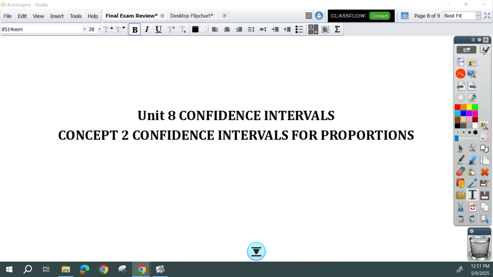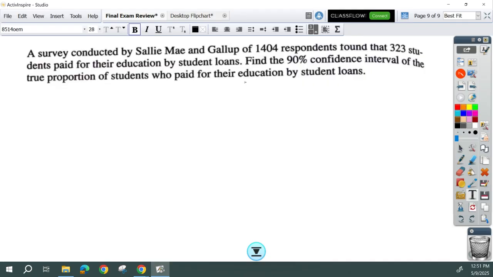Hey, all, in this video, we are going to talk about confidence intervals, but this time we're going to talk about confidence intervals for proportions. What's nice about the proportions is that there's only one type of interval. There is no T star for proportions. It's just Z star. So I have one example here to go over.